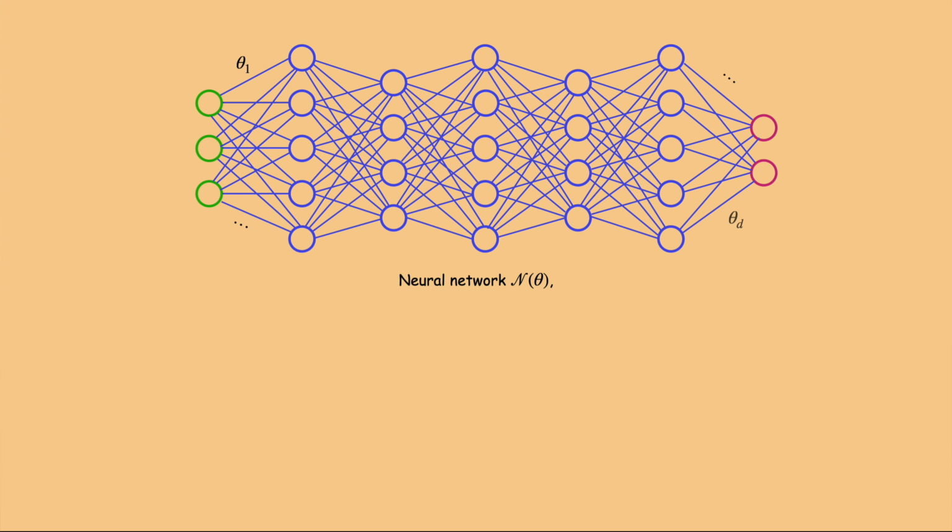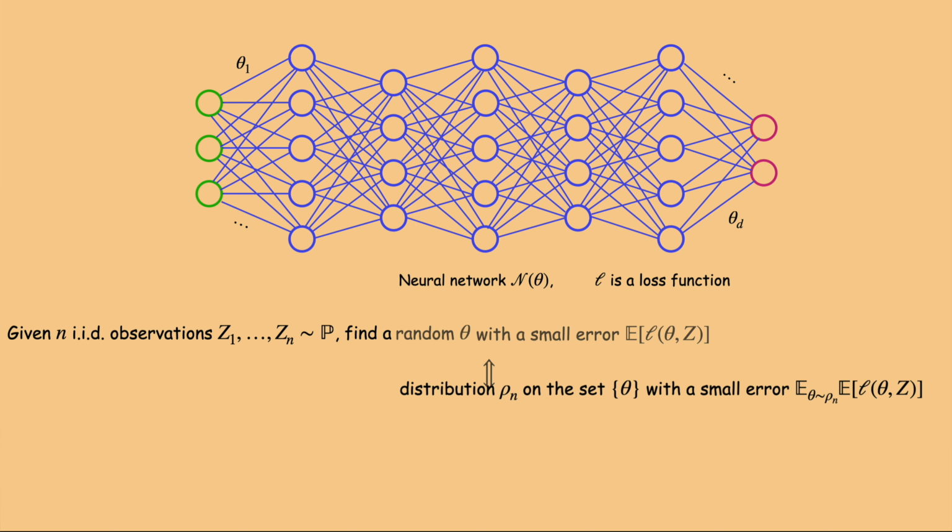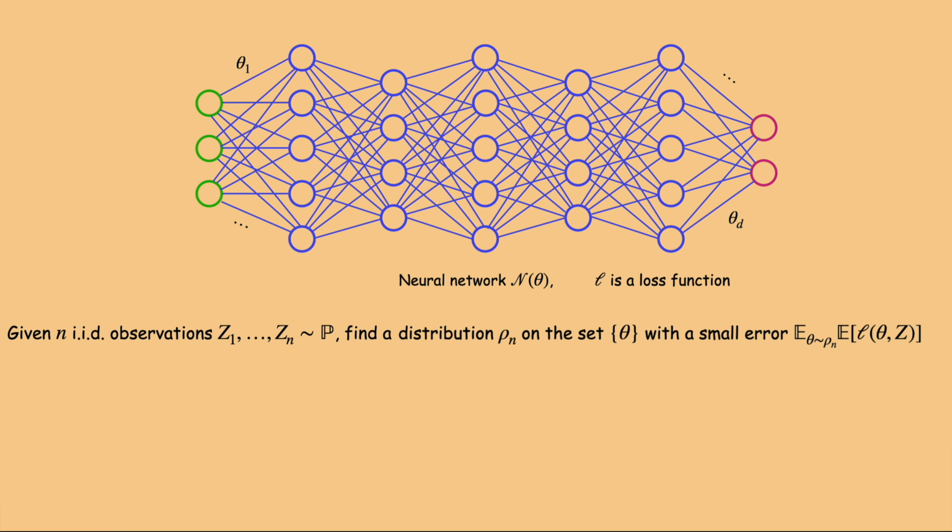For that task, you have n independent observations, z1 to zn, generated from a probability distribution P, and you may want to find a fixed theta which has a small expected error. But you may also want to find a random theta which has a small expected error. In other words, you may want to find a probability distribution rho n on theta which has a small expected error, the expectation over theta following rho n of the expectation of L of theta, z. A PAC-Bayes bound is a bound on the error of rho n which holds with high probability, like this one.